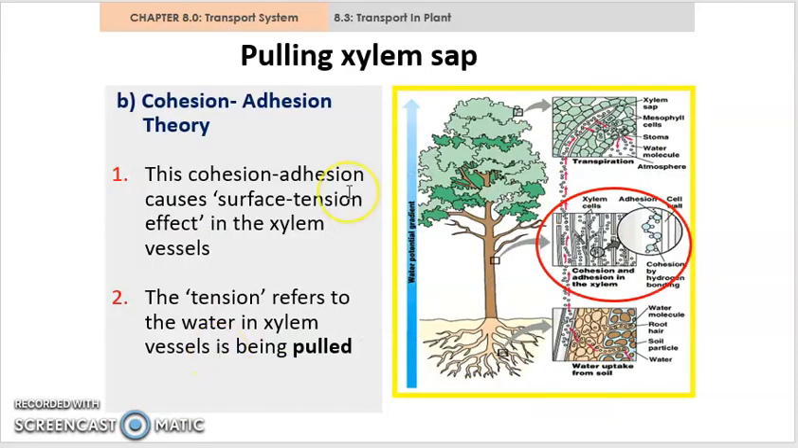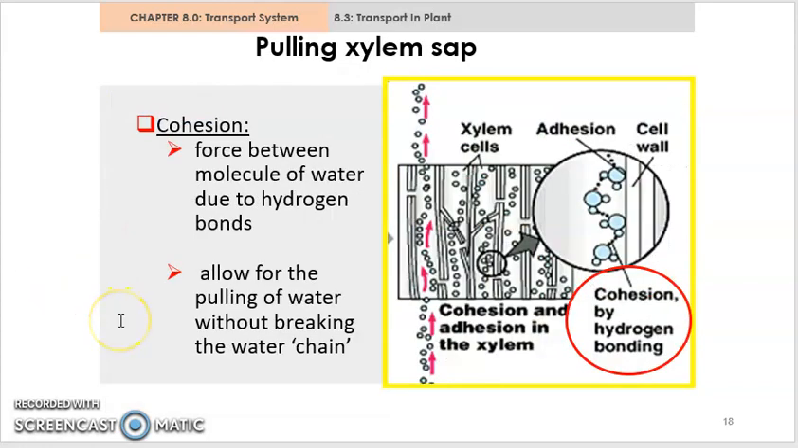Okay, so now we look at cohesion and also adhesion theory. So cohesion and adhesion will cause a surface tension effect at the xylem vessel. Okay, and then the tension refers to the water in the xylem vessel being pulled. So apa yang awak kena stresskan pada konsep cohesion and also adhesion, you have to differentiate. Apa maksud cohesion? Apa maksud adhesion? So apa kaitannya dengan pulling xylem sap? So tujuan kita adalah bila berlakunya proses transpiration, it will cause transpiration pull to occur. Maksudnya the water will be pulled upwards from root to shoot.